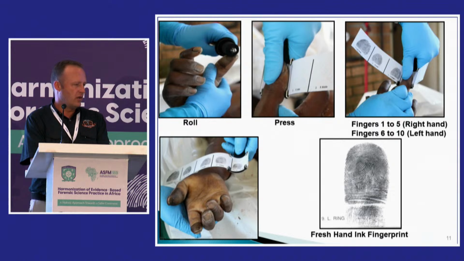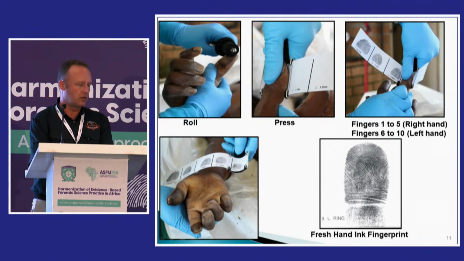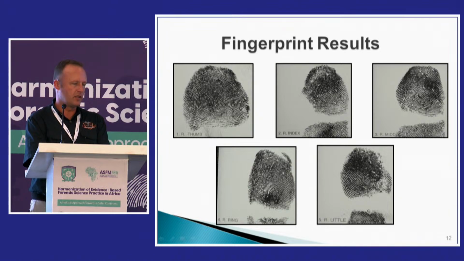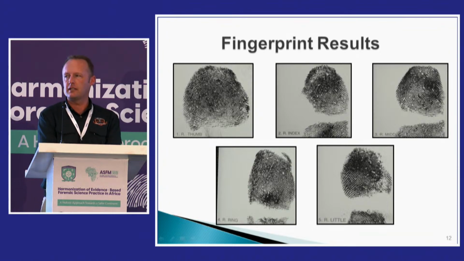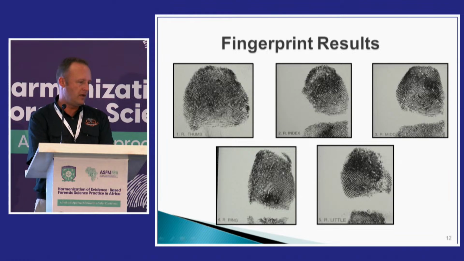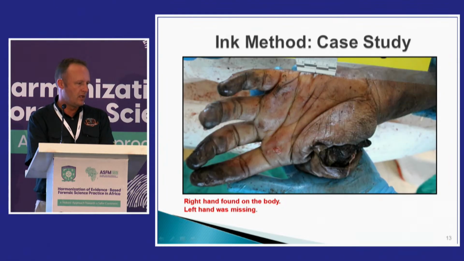Just the procedure: roll it with the ink, press firmly down on the ink, the paper strip, go from finger 1 to 10, and you get a nice fingerprint result. And those are the results that we can scan into an AFIS system and get clarity to the family and hand over the deceased.